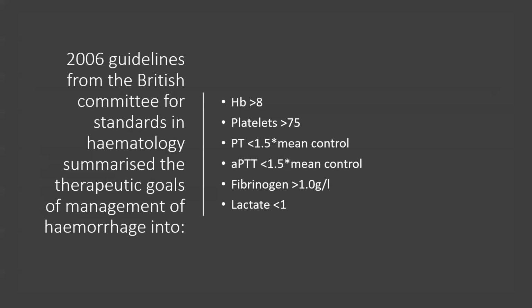When it comes to the lab, remember, we don't have to transfuse these patients to HBs of 12. The target HB, according to the British Committee of Standards in Haematology, they say you must at least transfuse the patient to an HB of 8, aim for a platelet count of more than 75. Your PT and the APTT must be less than 1.5. You must aim for a fibrinogen of more than 1. And you must try and decrease your lactate to less than 1. Remember, lactate is an indicator of peripheral perfusion. So if you don't perfuse peripherally, you are going to have a high lactate. If your resuscitation is working, you are perfusing the peripheral tissue, your lactate is going to go down.